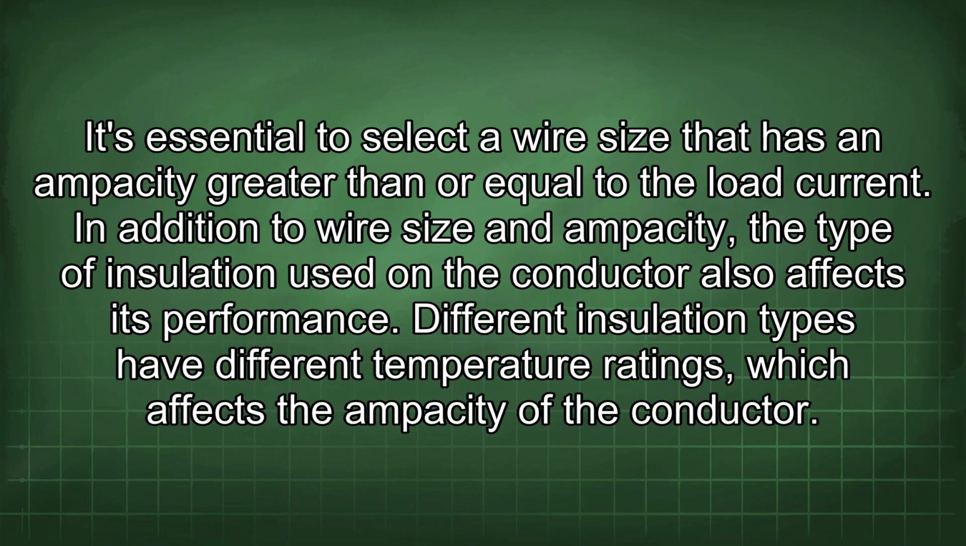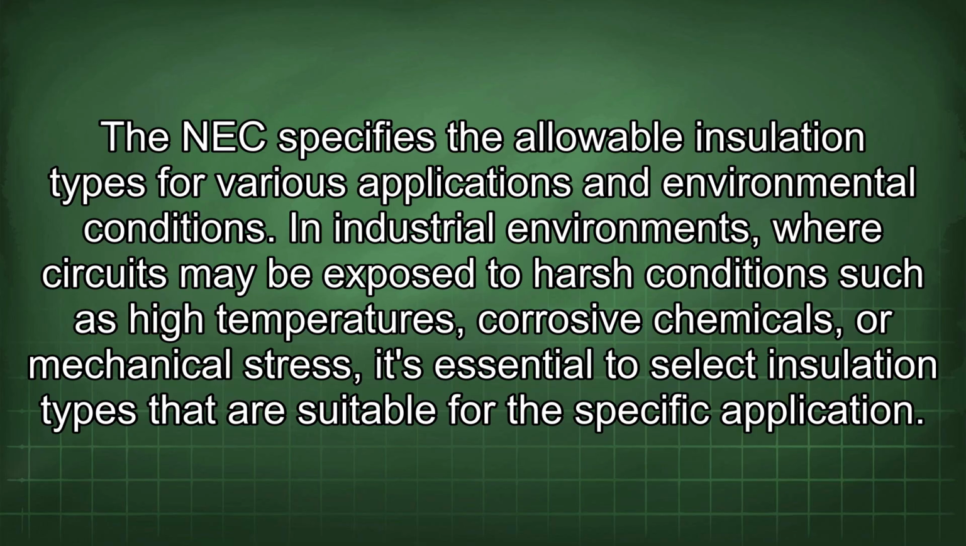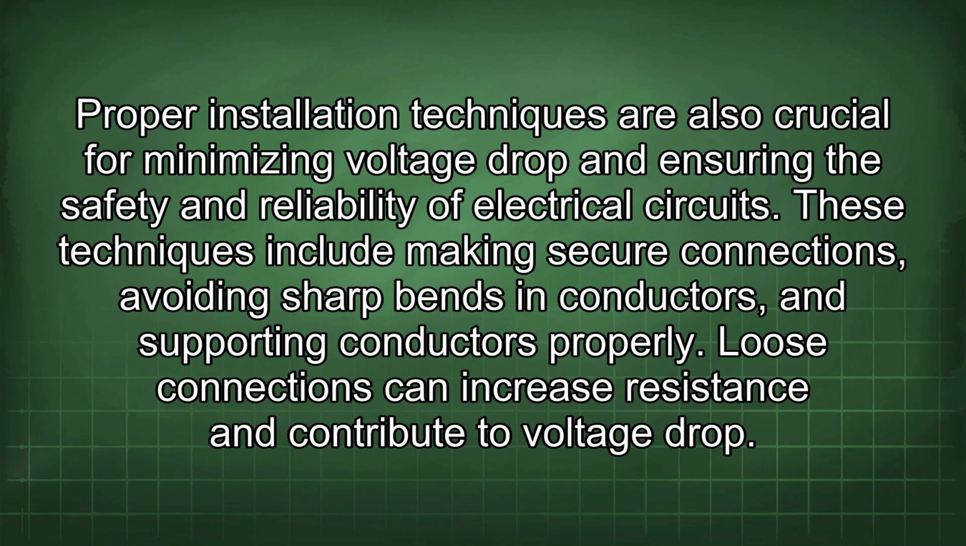In addition to wire size and ampacity, the type of insulation used on the conductor also affects its performance. Different insulation types have different temperature ratings, which affects the ampacity of the conductor. The NEC specifies the allowable insulation types for various applications and environmental conditions. In industrial environments, where circuits may be exposed to harsh conditions such as high temperatures, corrosive chemicals, or mechanical stress, it's essential to select insulation types that are suitable for the specific application. Proper installation techniques are also crucial for minimizing voltage drop and ensuring the safety and reliability of electrical circuits.